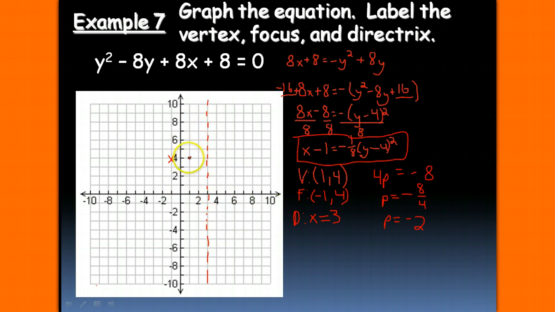Okay, so let's go ahead and finish our graph because it wanted us to graph it. Again, the arms are going to come around the focus and away from the directrix, always. Alright, so now we've graphed the equation, we've labeled the vertex, we've labeled the focus, and we've labeled the directrix. So we have everything we need.